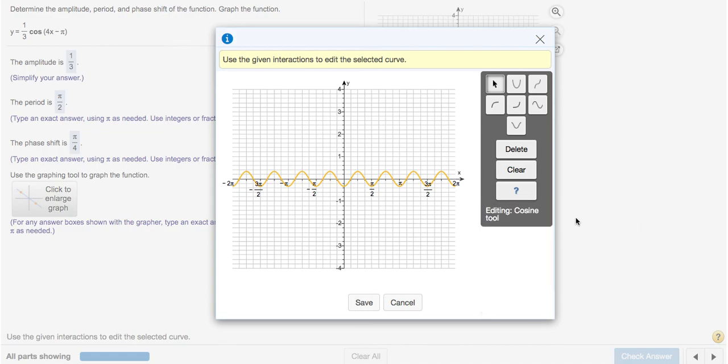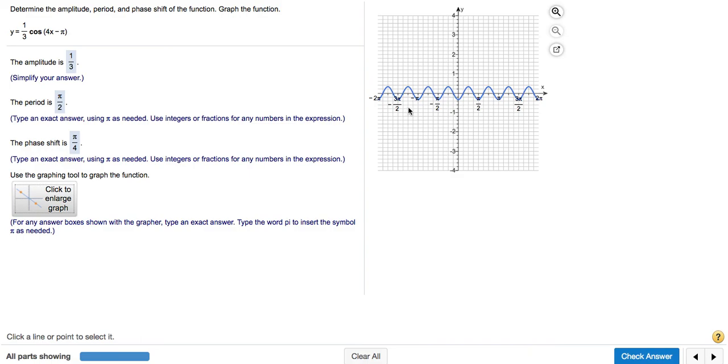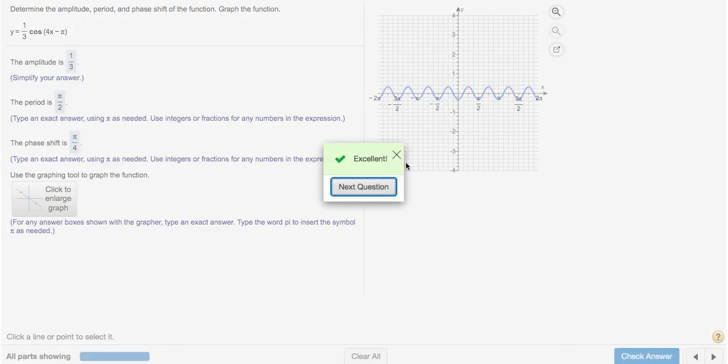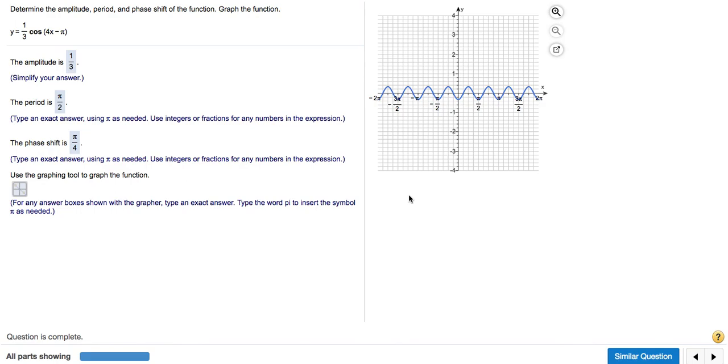So I can close this thing, and I'll save my graph. And here's what the function should look like. Just be careful, some of the questions also ask you to graph the original cosine function itself. We are not asked to do that here, so I have to go no further. I'll just check my answer. And great. That is everything for this problem.